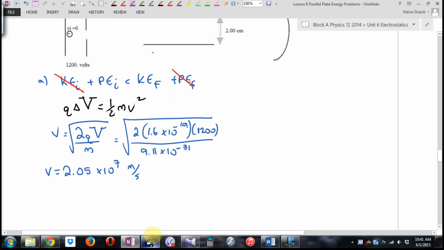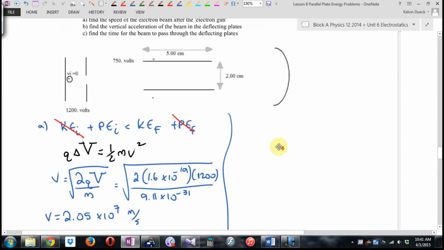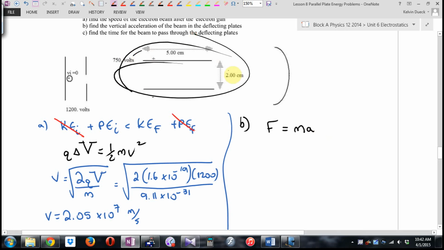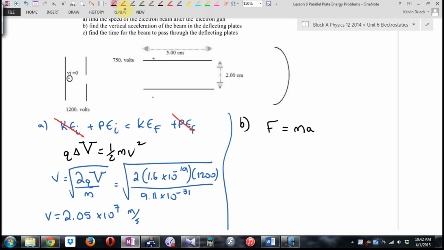Okay. Now they've left the accelerating voltage. Now they're into the deflecting area. What else could I ask you to find? What does B want me to find? The vertical acceleration. I think what they want me to do is this: MA. By the way, we're going to ignore the force of gravity on electrons because they're so light that basically gravity doesn't affect them anyways. But which force is causing them to be deflected in this section here? I think it's the electric force.